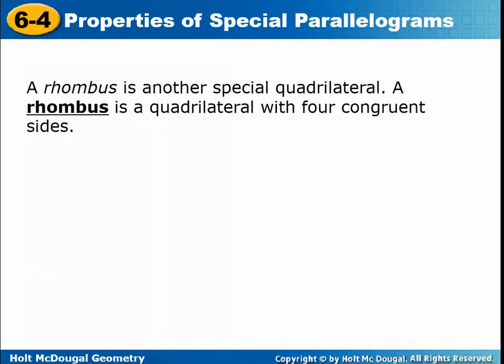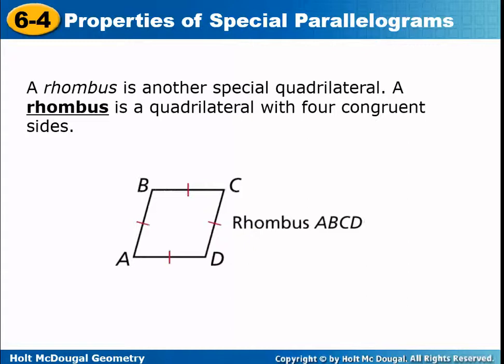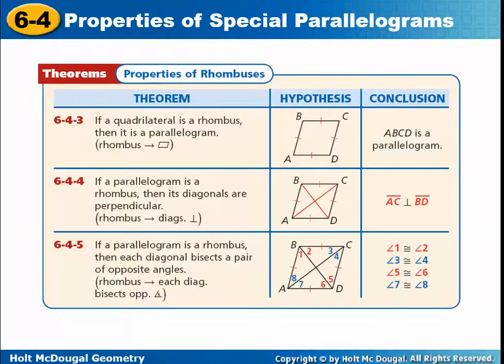Okay, another special quadrilateral that we're learning about in this section is a rhombus. A rhombus is a quadrilateral with 4 congruent sides. You may have called them diamonds in the past, but their real name is a rhombus. So every side here is congruent to each other. Lots of theorems go along with rhombuses, lots of properties of rhombuses. First of all, if a quadrilateral is a rhombus, then it's a parallelogram, which means then that all the properties of parallelograms apply, like opposite sides are congruent and opposite sides are parallel and so on.